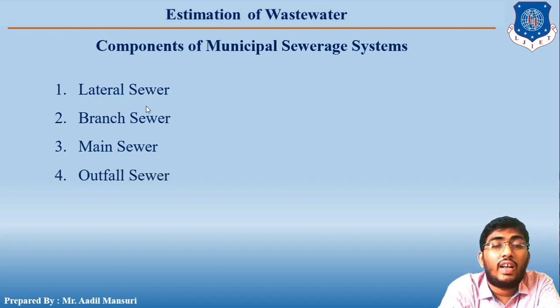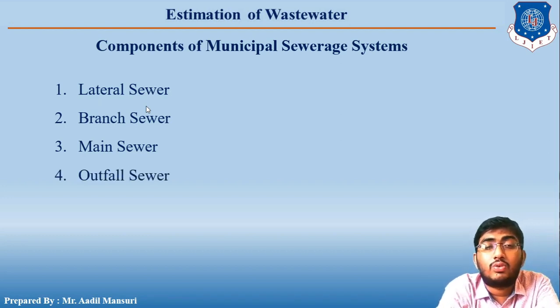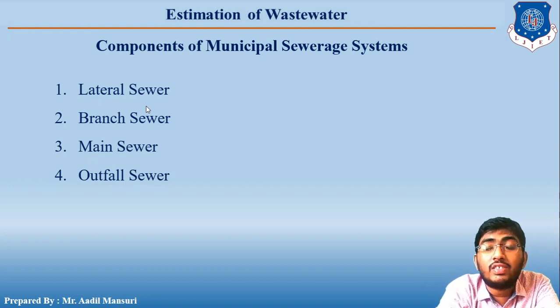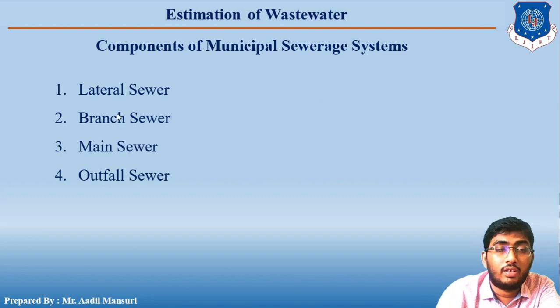And last is the outfall sewer. The sewer which connects the main sewer of the entire city and the wastewater treatment plant is known as the outfall sewer. Understood? So these are the different components of the municipal sewerage system. Understood?